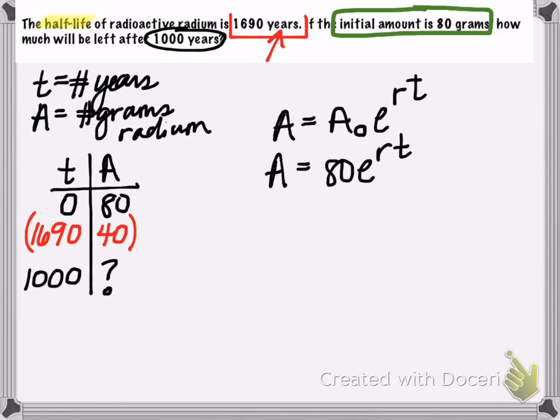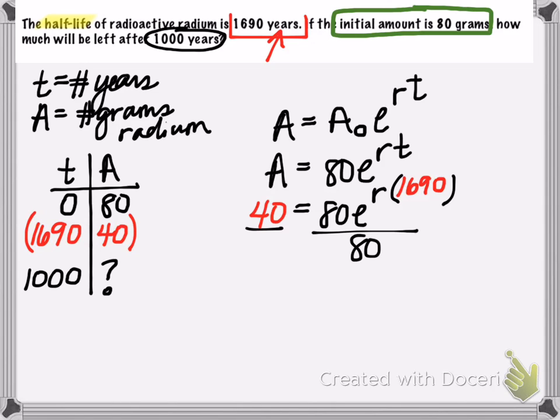All right, so now we can substitute. We know that we will end up with 40 grams of this radium after 1,690 years. So I'm substituting in the values that I have in the table into my model for A as well as T. And that gives us this exponential equation that we now need to solve. So we'll begin by dividing by 80, which will leave us with 1/2, or 0.5, is equal to E raised to the R times 1690 power.